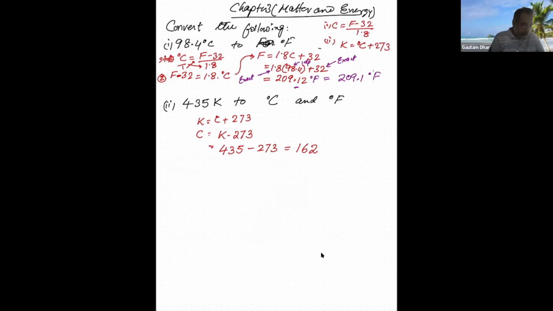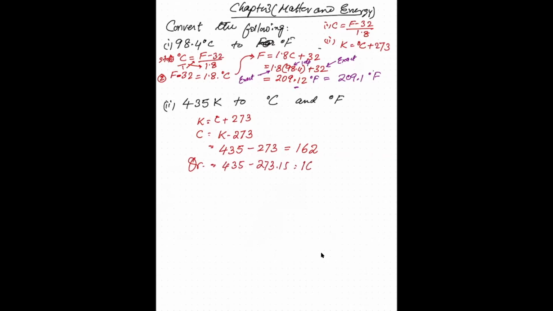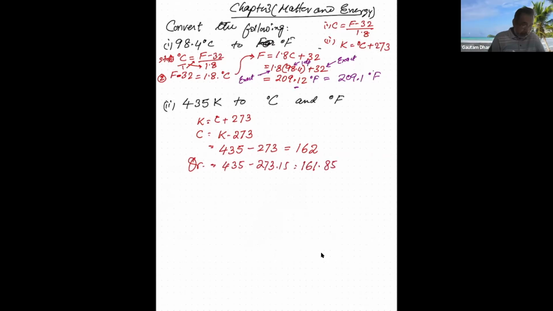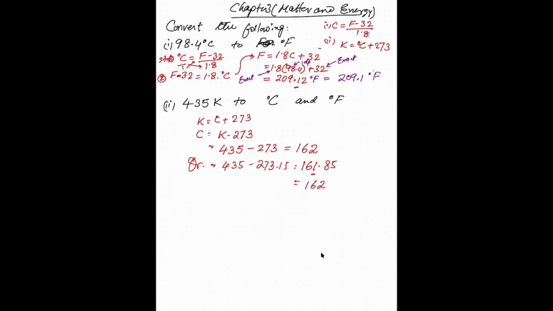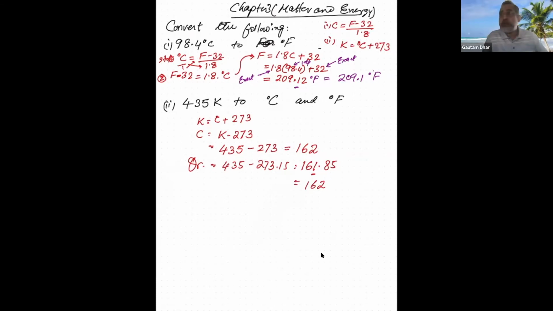If I do it your way, how much am I getting? 161.85, so it's going to round. Basically, you cannot keep a decimal place, zero decimal places, so it comes down to 162. But sometimes you might want to use the 0.15, because if your delta T is very small, then 0.15 may make something very different, but not in this case.